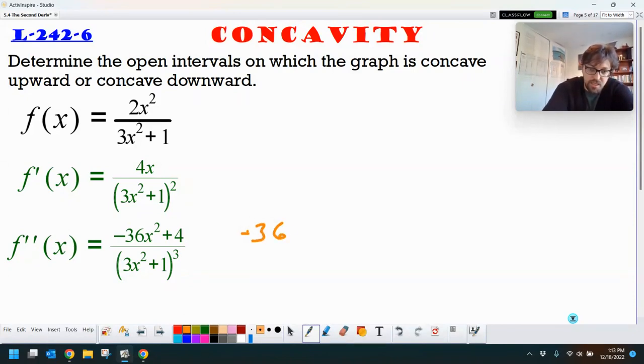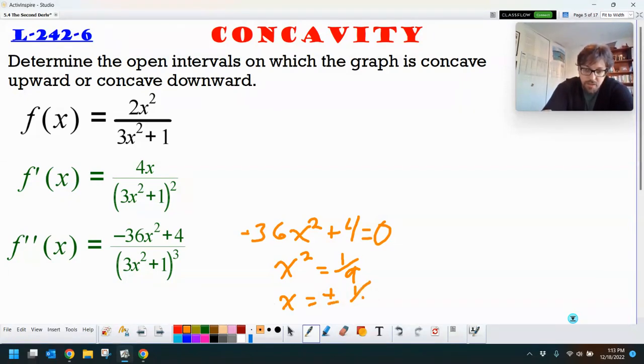So negative 36x squared plus 4 equals 0. So that is going to be x squared equals, let's see, negative 4 divided by negative 36. That's going to be 1/9. So that's going to be when x equals plus or minus 1/3 are two places where this thing could equal 0.